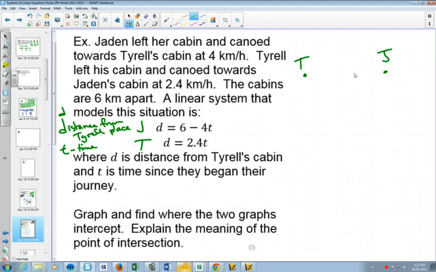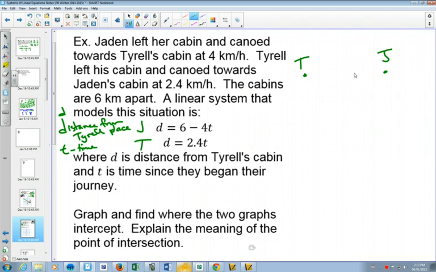So at time 0, what if I put a 0 in for t, she would be 6 away, because she's over here. But then at time 1, she's getting closer to Tyrell's place, right? So that's why it's minus 4t, and the other one was plus 2.4. His 2.4 is a positive number because he's going away from his house, so he's getting farther away. And hers is negative because she's going towards his house.